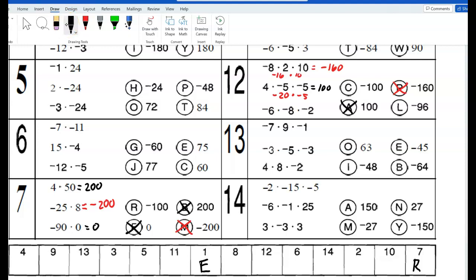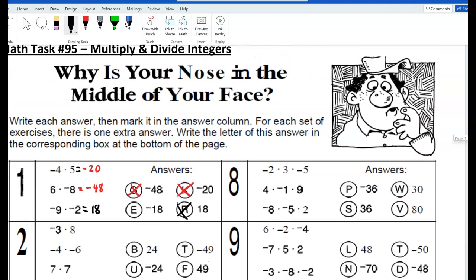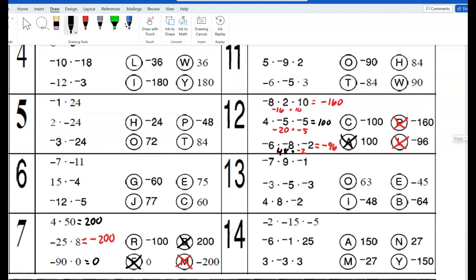And then negative 6, negative 8, negative, we have 3 negatives. So my answer is definitely going to be negative. Negative 6 times negative 8 is a positive 48. And then times a negative 2 gives me, you don't even have to do that math. There's only one possible option here, negative 96. So L is not used. So C is going to go on number 12. So again, whatever letters are left over, that's what's going to go at the bottom, and that will solve your riddle for why is your nose in the middle of your face.